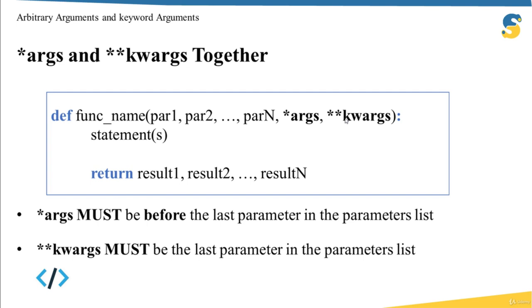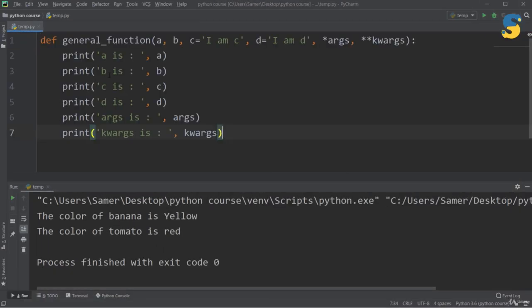Let's see the last example in our code session for this lecture. So let's say I have a function named general function, and it takes some parameters. The first two are positional arguments a and b without default value. Then I have the parameters c and d, and I put a default value for c and d. Then I use asterisk args, then double asterisk kwargs. So the order here is very important. First, parameters without default values, then parameters with default values, then asterisk args, and finally double asterisk kwargs.